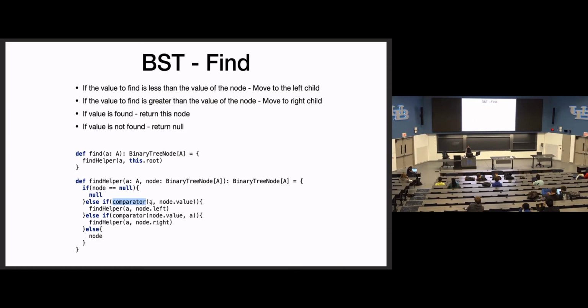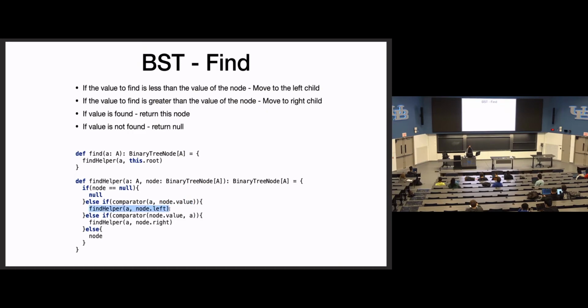Else, I'm going to take my comparator and say, if A comes before the node that I'm currently considering, then I'm going to check my left subtree. Thinking of our ints and less than, if A is less than this node's value, I know that if A exists in this tree, it cannot be in the right subtree of this node. It can't be there because of the definition of a binary search tree. So if A is less than this node's value, I know that if A is in the tree, it has to be to the left.